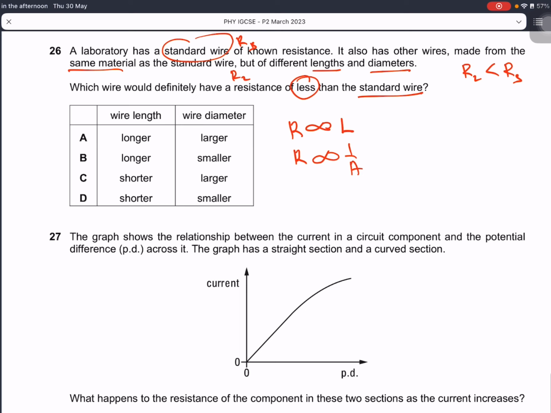Simply, if you increase length, you will increase resistance. So in this case, we want less. If you want to decrease resistance, you have to decrease the length. So length should be shorter, guys, not B or A. How about area? Inversely related to resistance, so it's going to be a larger area. So it's going to be C, guys, not smaller.